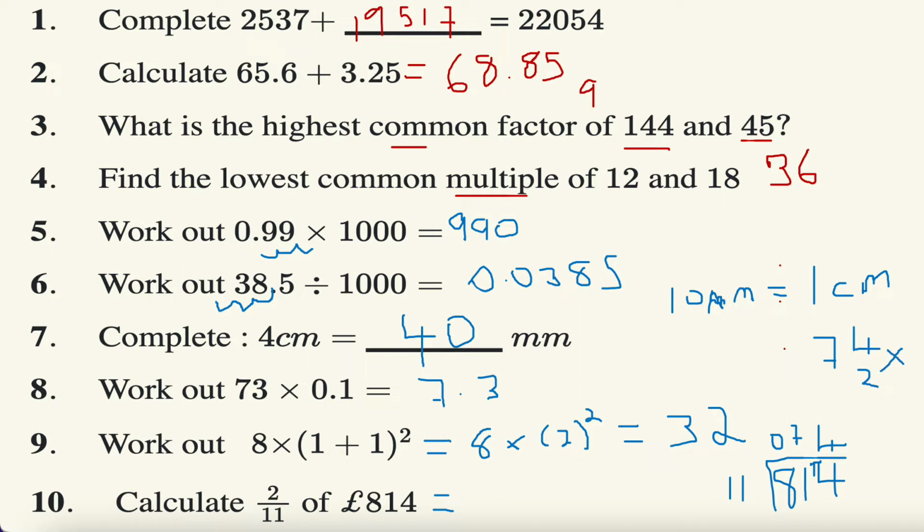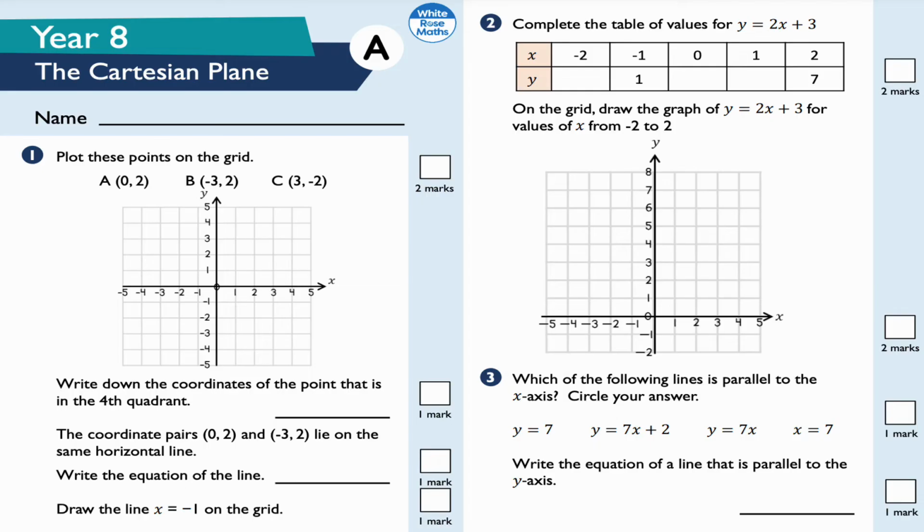Okay. 4 times 2 is 8, and 2 times 7 is 14. So the answer I get is £148. Okay, so this is looking at fraction of an amount. If you're ever asked to find a fraction of something, you divide by the denominator, times by the numerator.